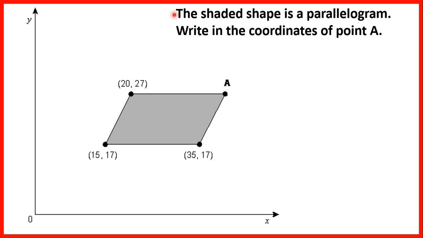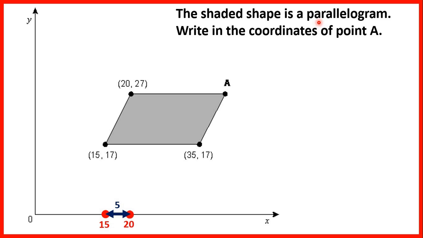The shaded shape is a parallelogram. Write in the coordinates of point A. So we need to find the coordinates for this point here. And the way to do this is to write what we can find out on the axes of our coordinates grid. So we have the point 15, 17 here, and the first coordinate is always the x coordinate. So we can go down and write 15 on our axis. Now this point here, we have an x coordinate of 20, and the difference between 15 and 20 is 5.